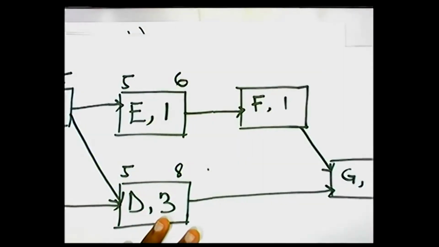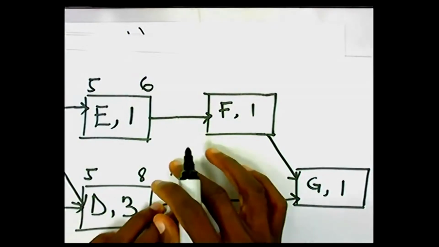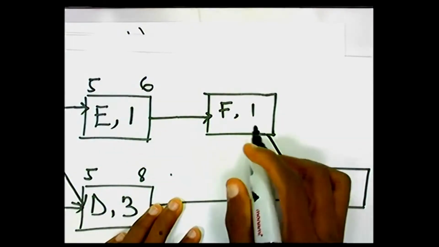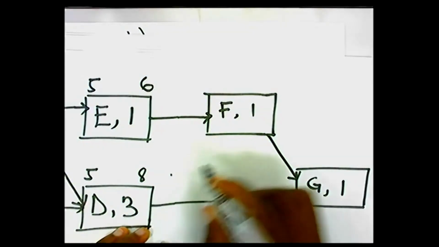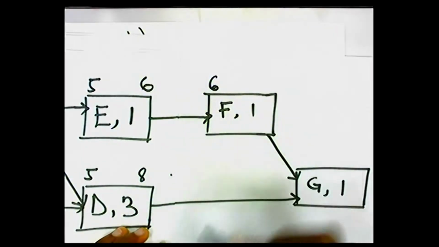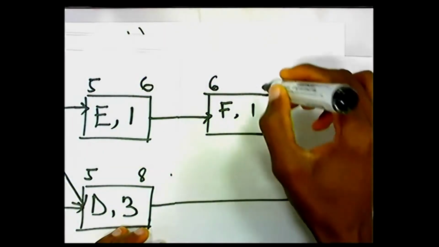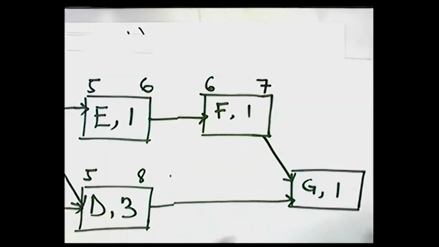Okay, so let's look at activity F. For activity F, there's only one activity coming into it, and that is from activity E. And so the earliest start time would be 6 months. And then the earliest time we can finish it would be 6 plus 1, that is 7. And then for activity G, we have 2 activities coming into G, activity F and D.